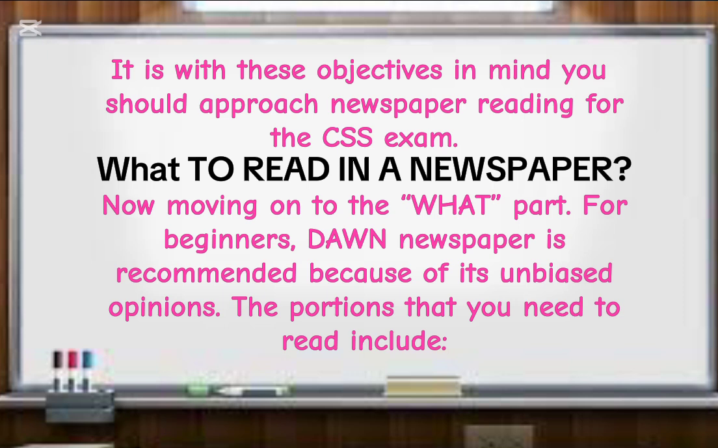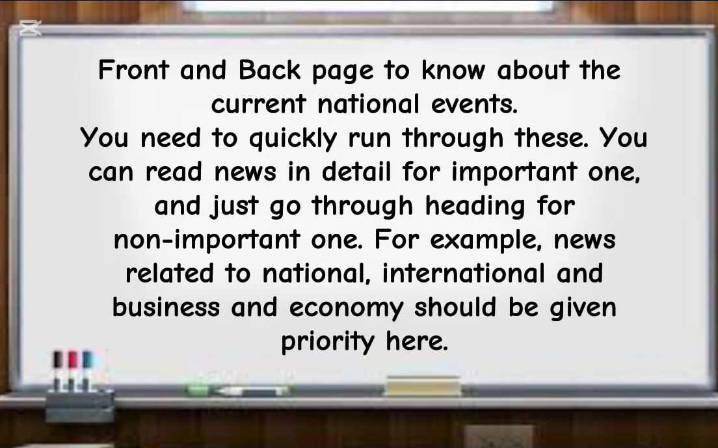What to read in a newspaper. Now moving on to the what part. For beginners, Dawn newspaper is recommended because of its unbiased opinions. The portions that you need to read include the front and back page to know about the current national events. You need to quickly run through these. You can read news in detail for important ones and just go through the headings for non-important ones. For example, news related to national, international, and business and economy should be given priority here.